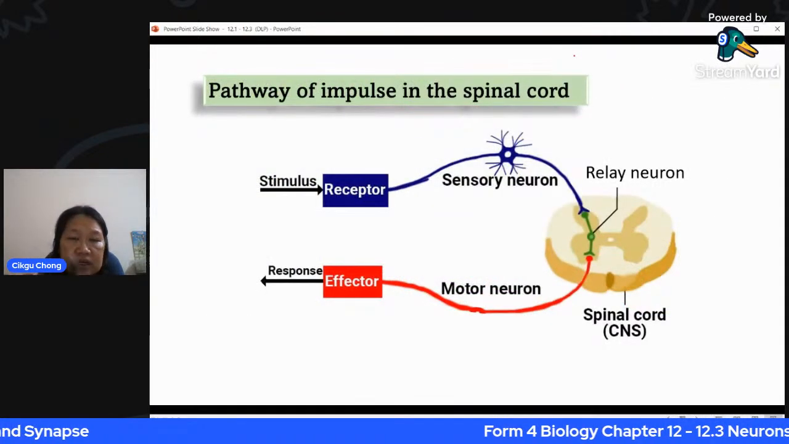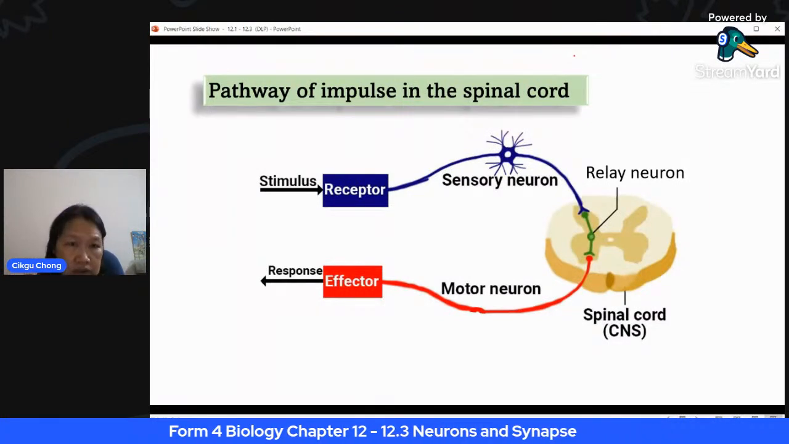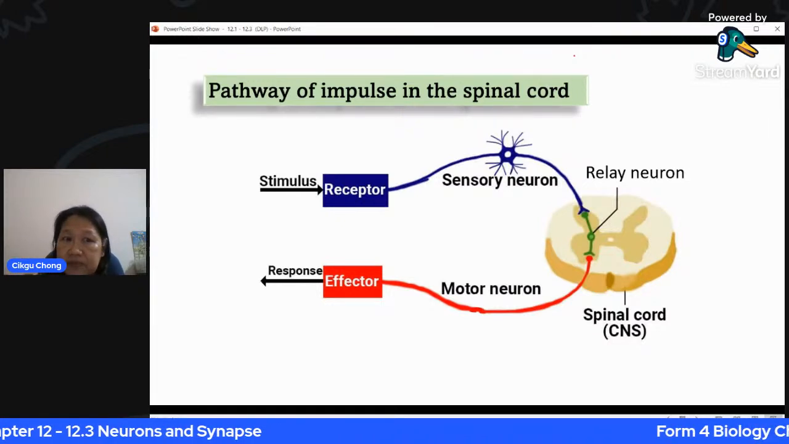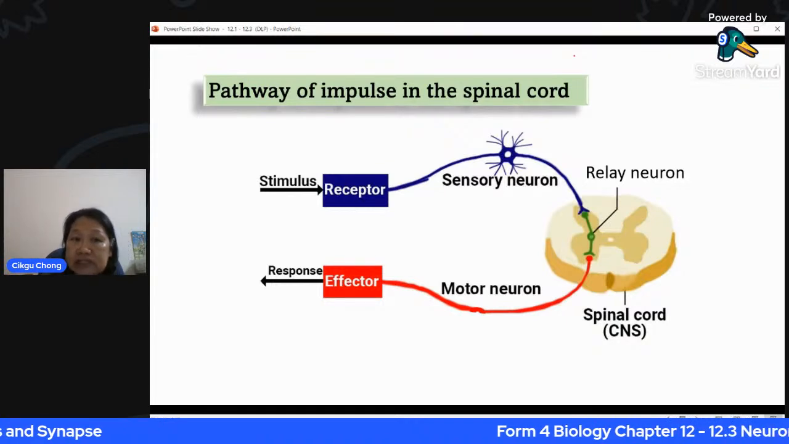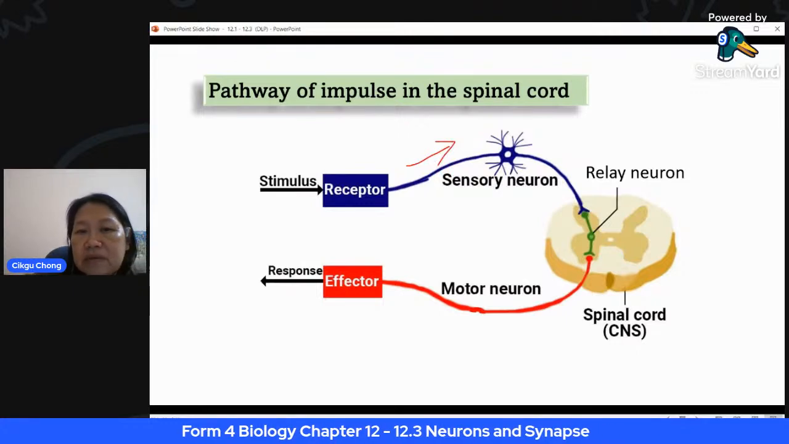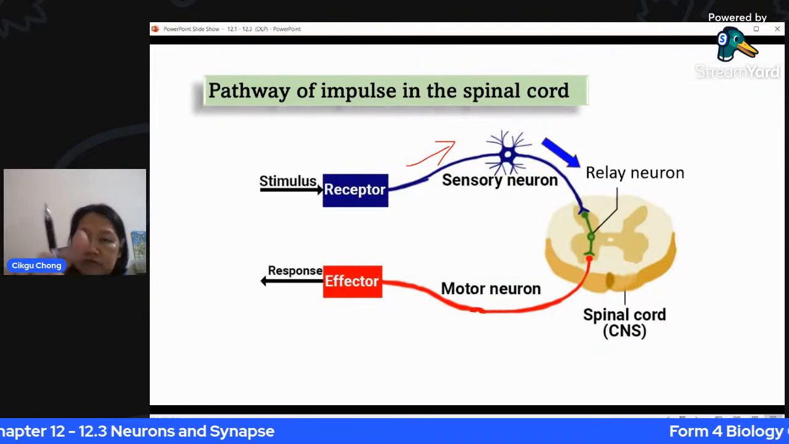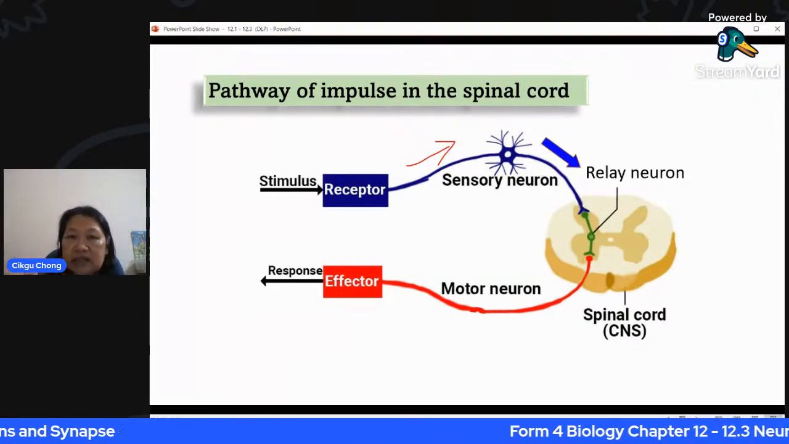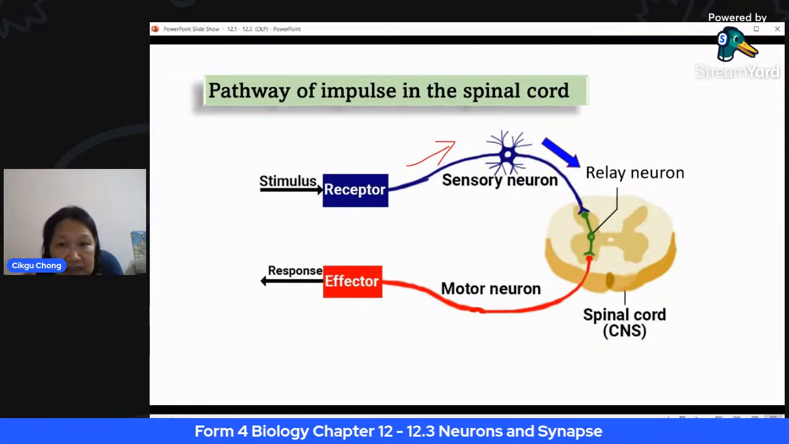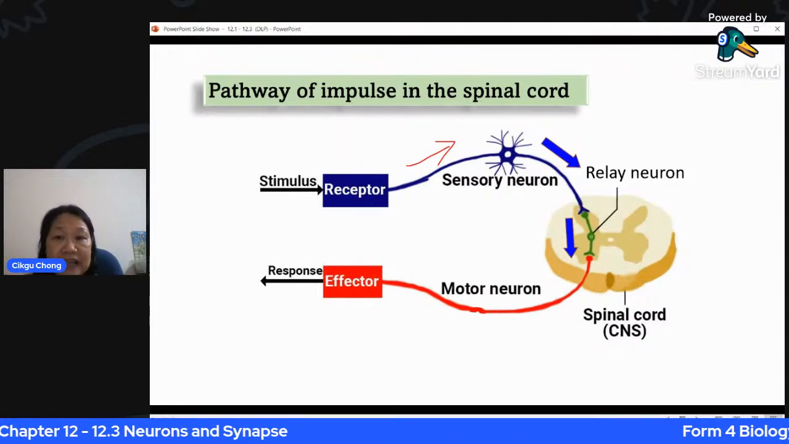Okay, next one. Here, if you have a diagram like this, they ask you to label the direction of impulse. The direction of impulse always starts from the stimulus, which stimulates the receptor. The receptor will produce an impulse and pass it through the sensory neuron into the spinal cord. So you have to draw the arrow going in. This is the dorsal root. It comes in from the dorsal root.